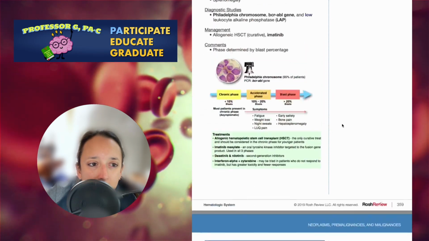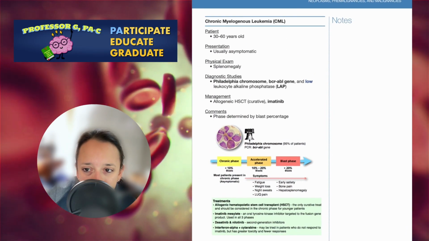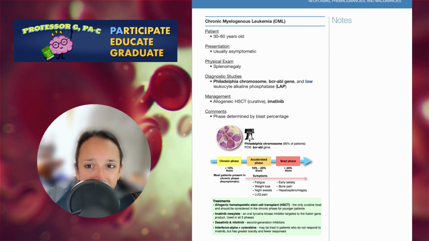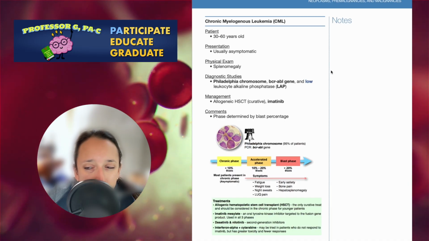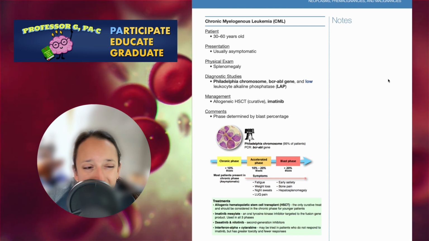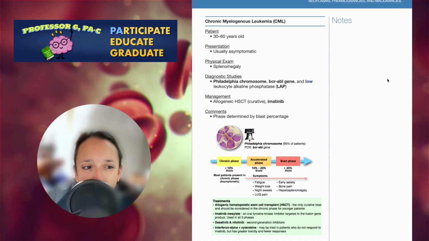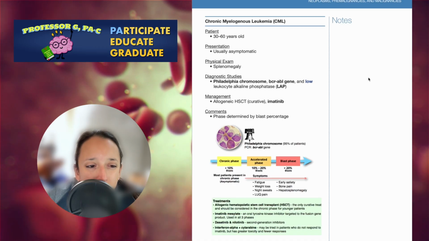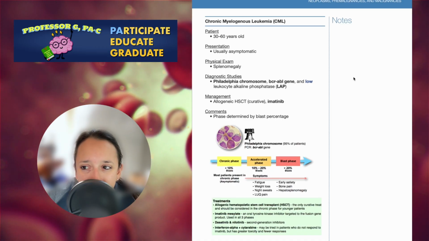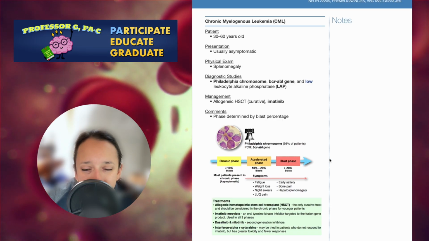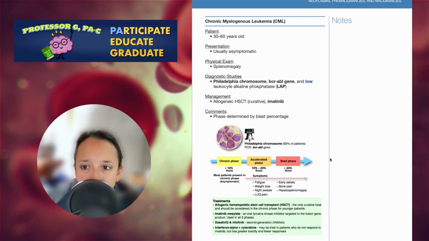As far as CML, this is a myeloproliferative neoplasm. It has uncontrolled production of mature and maturing granulocytes. So unlike AML, in CML the cells are more mature, but they're still abnormal and they're proliferative. This one's going to have the classic Philadelphia chromosome, which results in a t(9;22) translocation.